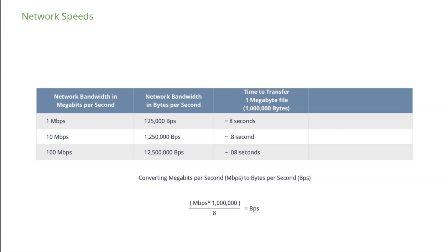A 1 megabyte file is a pretty small file. In plain text format, about 100 pages of text would make up 1 megabyte. If you want to transfer graphics, file sizes are much larger. To transfer a 50 megabyte file using the same connection would take 400 seconds or 6.6 minutes. If we had a 100 megabit per second connection, it would only take 4 seconds to transfer that same 50 megabyte file.